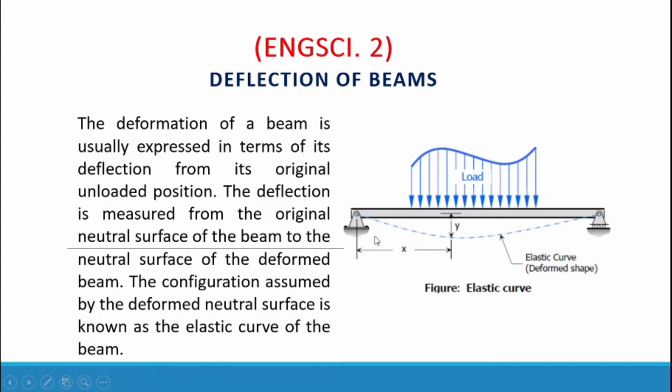So we have here a simply supported beam, a hinge and a roller. It's a varying load, and in this case we have the elastic curve, which is the deformed shape, the dotted line, and the maximum deflection is at this point, and the deflection is designated as y, at a distance x.